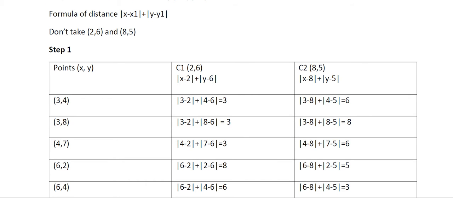So for 3,4, here I have to put 3 minus 2 plus 4 minus 6. If you do it with this formula, then you will get 3. And again you have to do the same thing with 8,5. Here for x1 you have to write 8 and for y1 you have to write 5, and for x we write 3 and for y we write 4. If you do it with this formula, then you will get 6.